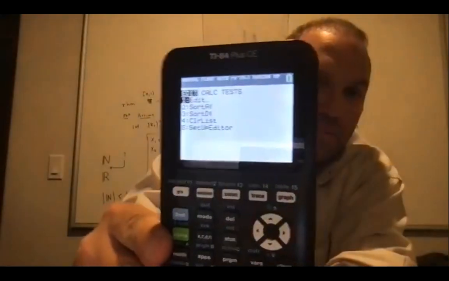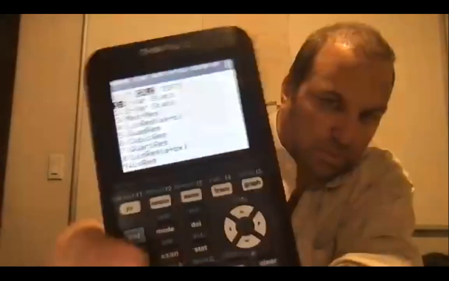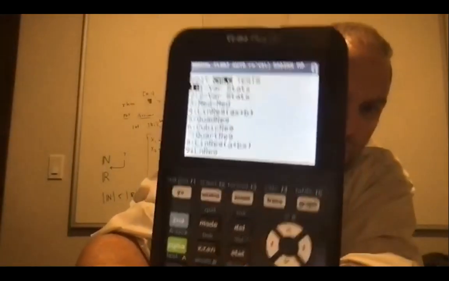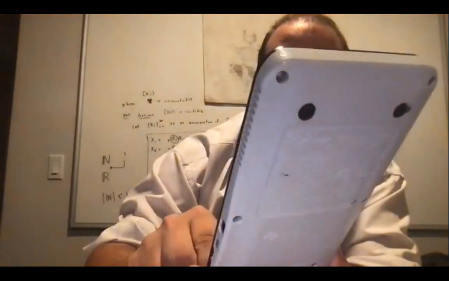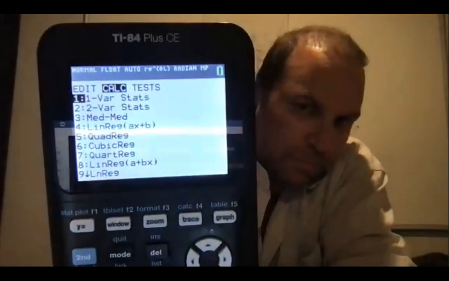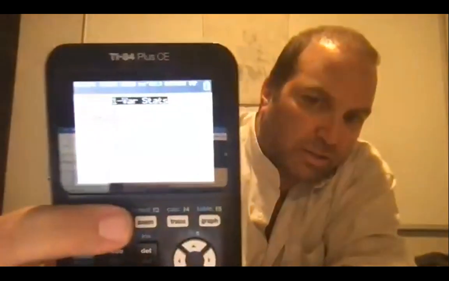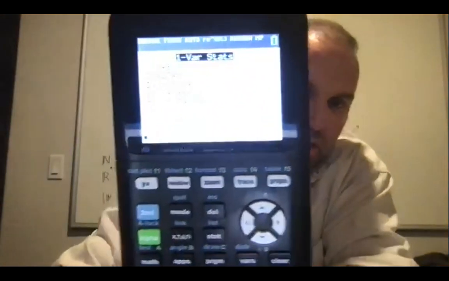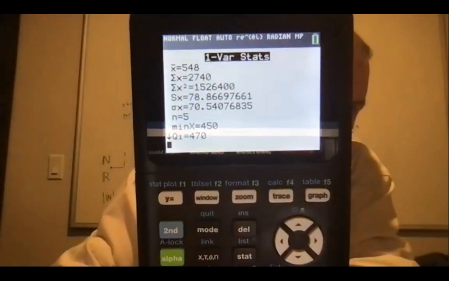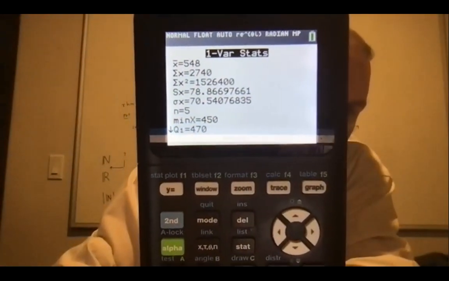Then hit stat again. But this time, we're no longer editing. This time, we're going to go to the right to calculate. And we're going to do the one variable stats because we only have one variable here, only an X, nothing else. So one variable stats, enter, enter, enter, calculate. And it gives us a bunch of data. Does one of them look familiar based upon what we just did?